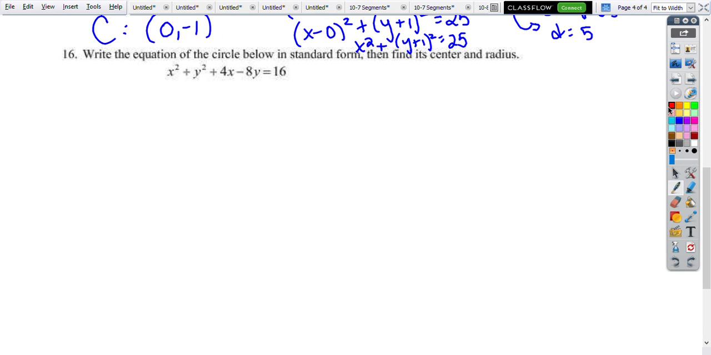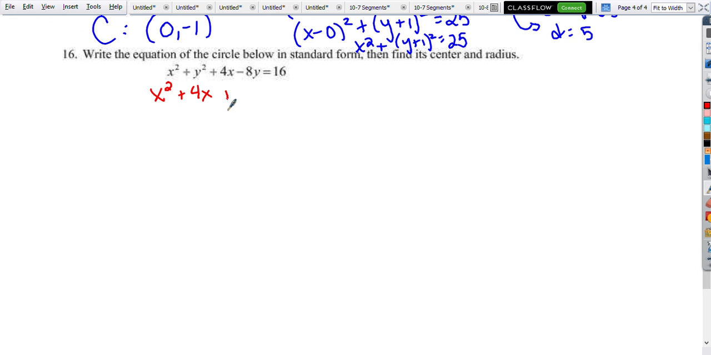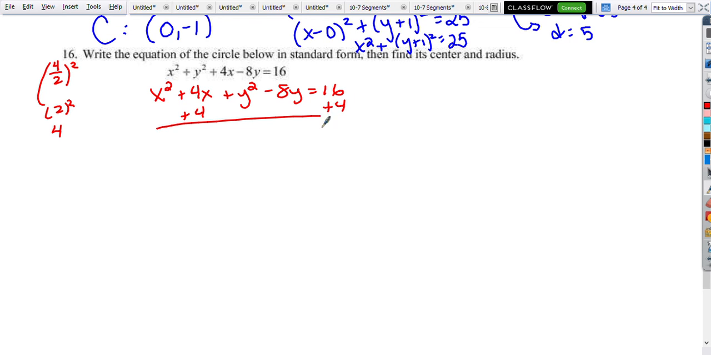Number 16. Step 1, group the x's and y's. Get the number on the other side. So we're going to group this. Step 2, complete the square. So 4 over 2 squared is 2 squared, or 4. So add in 4 to both sides. So this is x squared plus 4x plus 4. Boom. Negative 8 over 2 squared is negative 4 squared, which is 16.